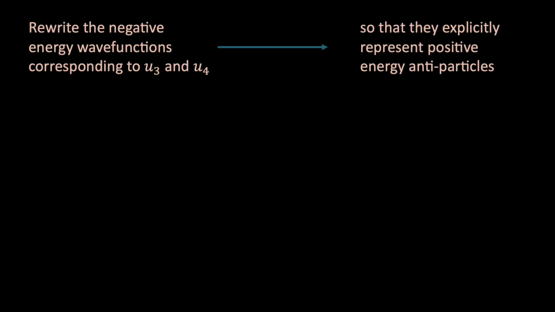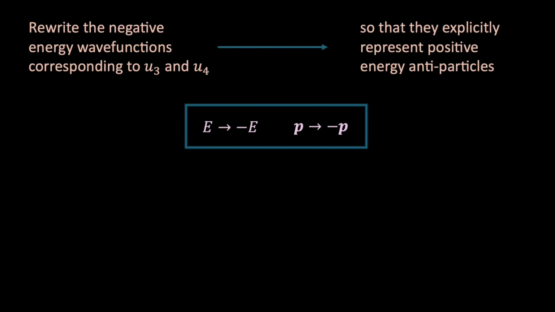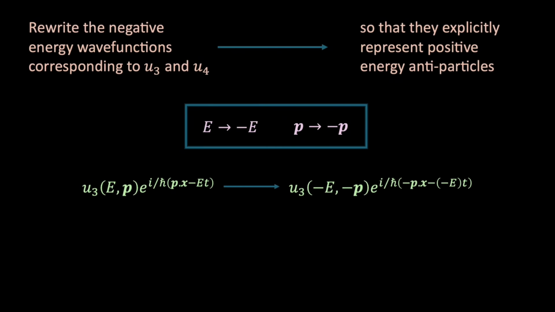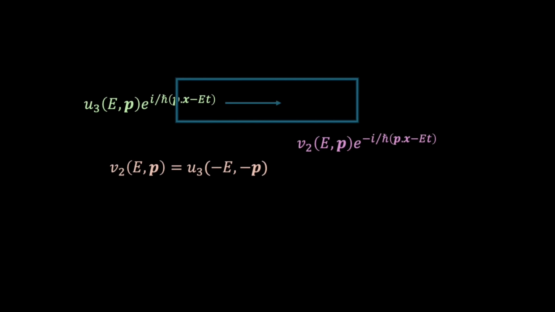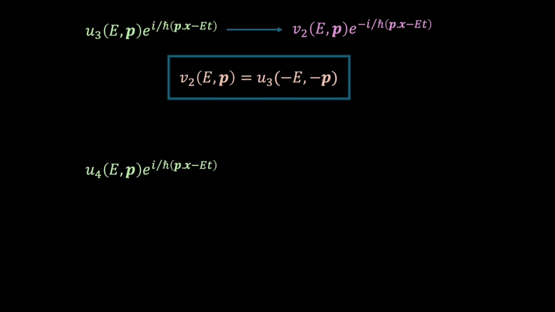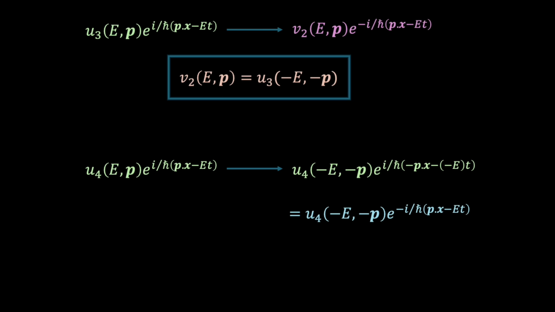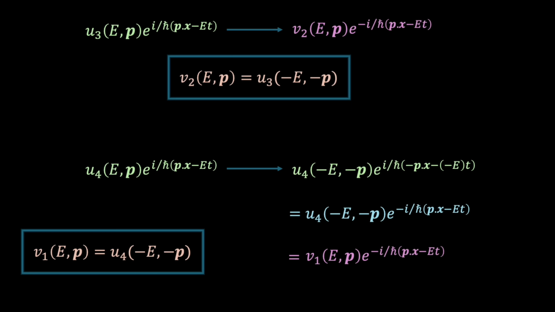According to the Feynman-Stueckelberg approach, the antiparticle wave functions are obtained by simply switching the signs of the energy and momentum. So, for example, if we take the wave function corresponding to U3 and replace E with minus E and P with minus P, and then simplify, we obtain the following expression. And if we then define the antiparticle spinor V2 in terms of U3, we find the following result. Likewise, if we take the wave function corresponding to U4 and switch the energy and momentum, and then define the antiparticle spinor V1, we find the following result.